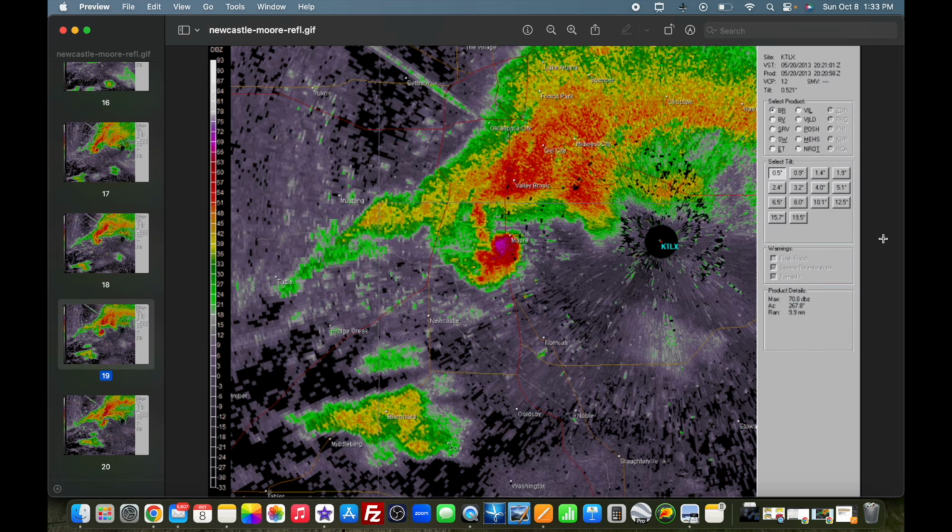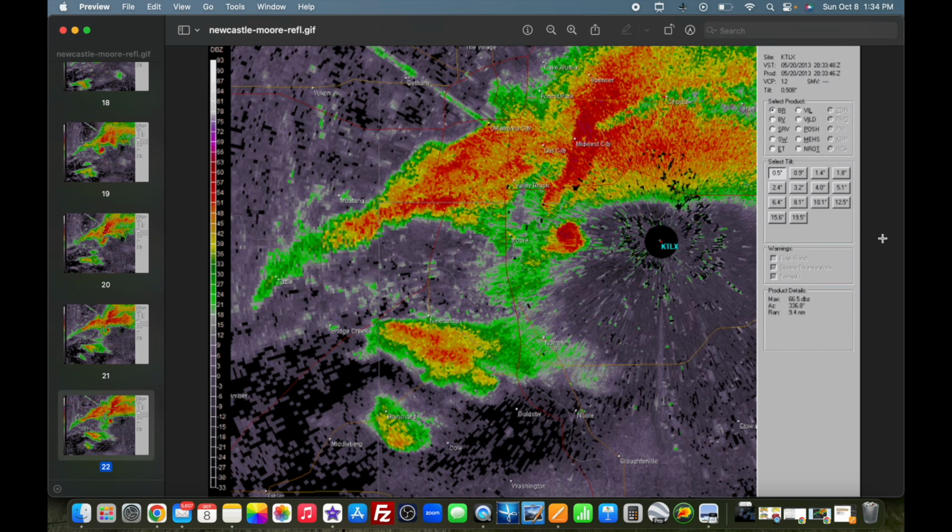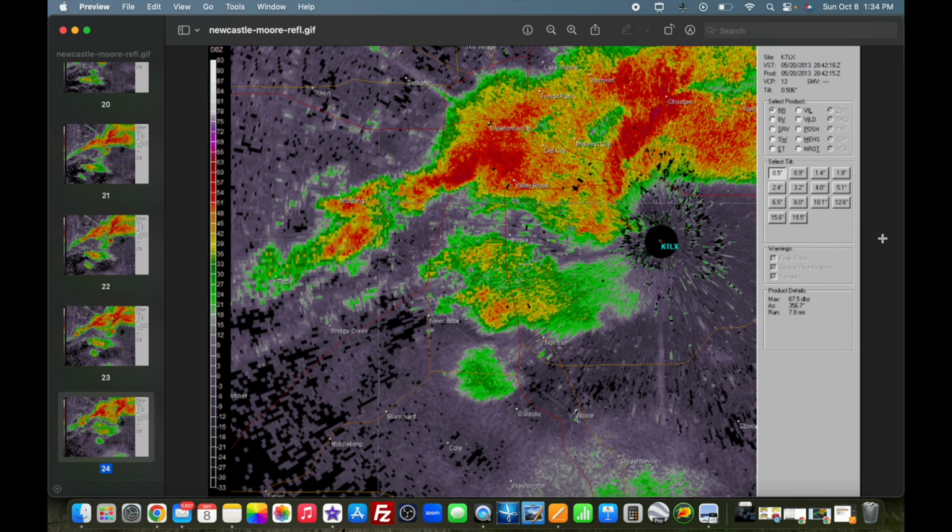The tornado remained in progress for about 40 minutes before finally dissipating just west of the KTLX radar site at about 2036 Z or 3:36 p.m.